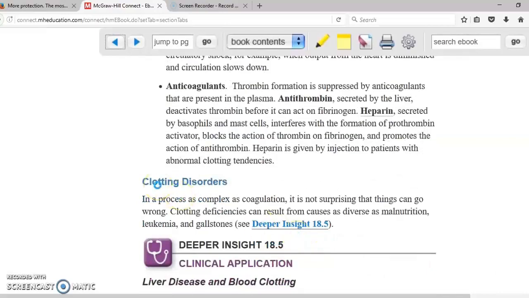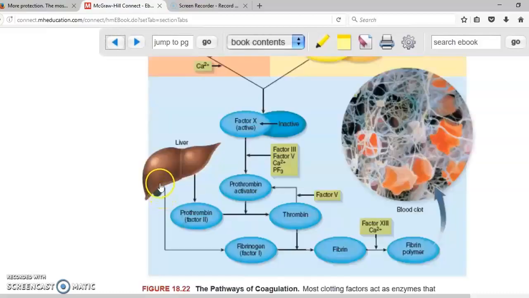And then after that, we have clotting disorders. There are multiple different kinds of clotting disorders, such as hemophilia, for example. Also, the liver produces many coagulating factors. So any disease affecting the liver will affect the coagulating factors. Many clotting factors need vitamin K in order to be created. And vitamin K needs bile from the gallbladder to get absorbed.